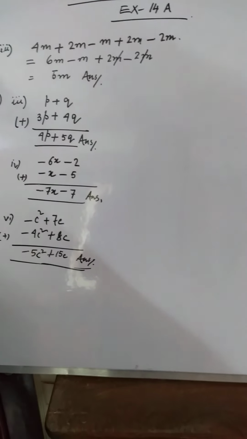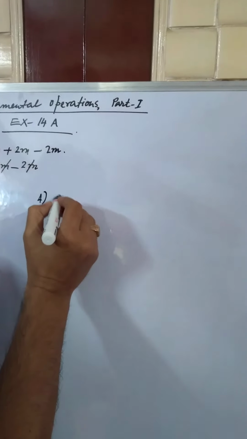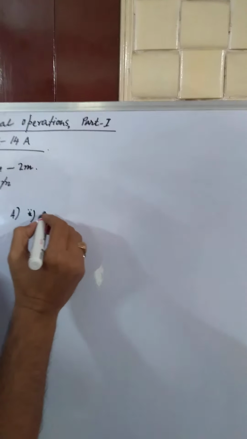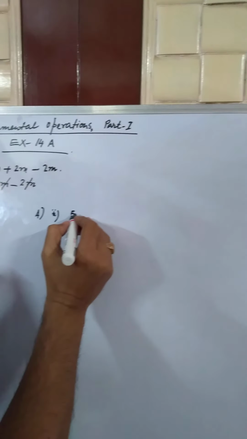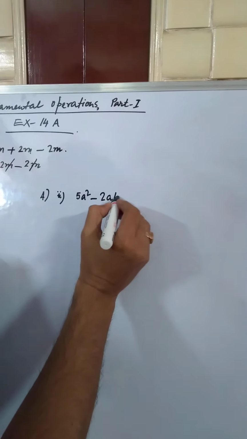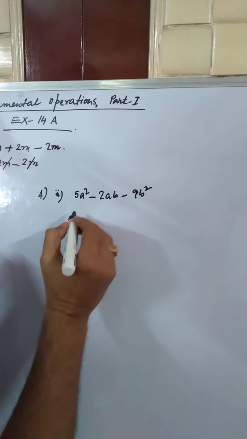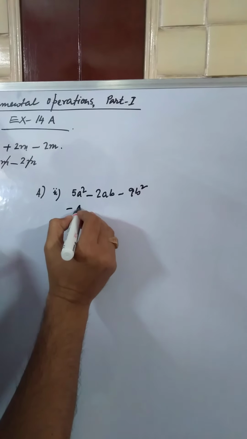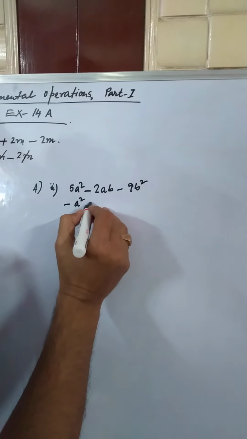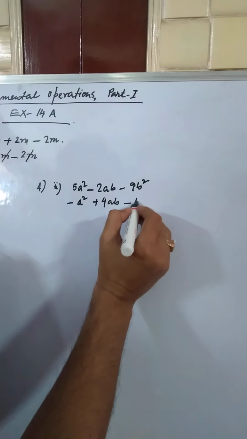Okay. Now come to the next question. Question number 4, Roman 2. The addition. 5a square minus 2ab minus 9b square, minus a square plus 4ab minus b square.